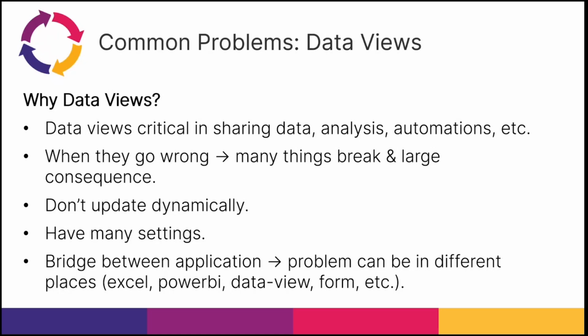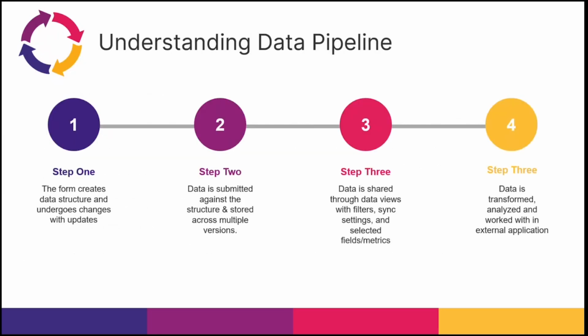Additional problems can be caused because data views are like a bridge, right? So not only do you have to get everything right in the data view, but once you connect that data view to something else, that's yet another connection, yet another step in your chain that can cause problems. So in order to really understand our data views, it's good to think about our data pipeline. So I've made 4 steps here. In reality, there might be more than this. I think this is a reasonable number that we often work with.